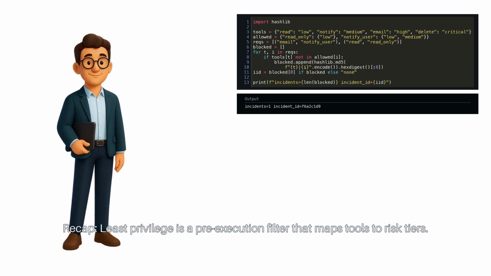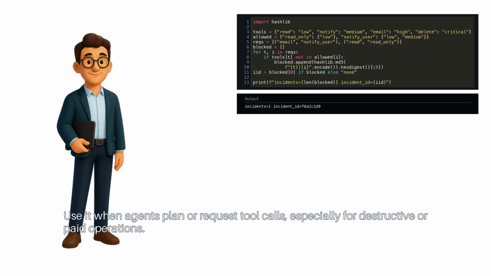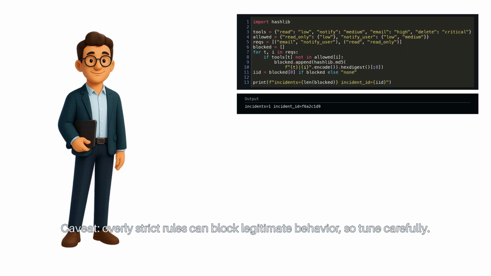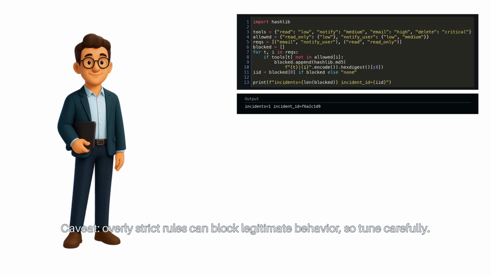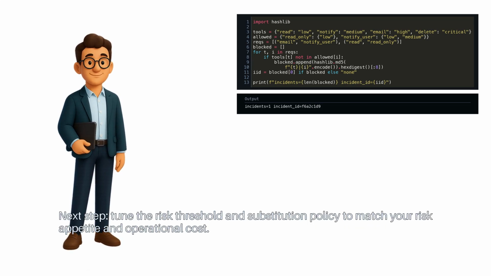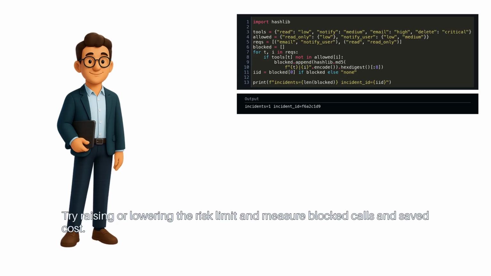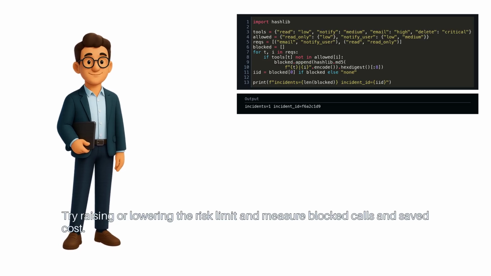Recap. Least privilege is a pre-execution filter that maps tools to risk tiers. Use it when agents plan or request tool calls, especially for destructive or paid operations. Caveat: overly strict rules can block legitimate behavior, so tune carefully. Next step: tune the risk threshold and substitution policy to match your risk appetite and operational cost. Try raising or lowering the risk limit and measure blocked calls and saved cost.